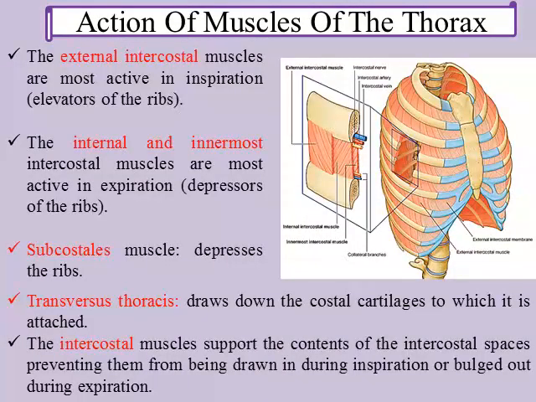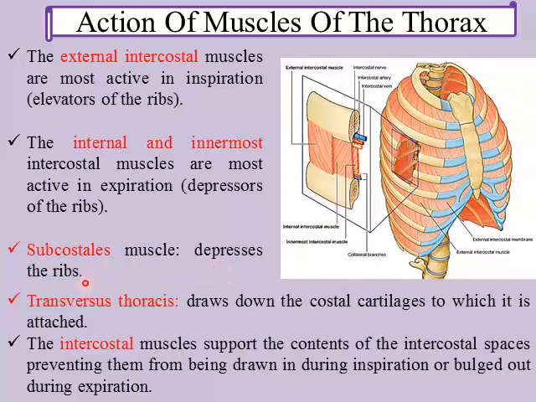Action of the muscles of the thorax. Almost we mentioned all of them. The external intercostal is the elevator of the rib due to its fiber direction, downward and forward. So they are elevators. The ribs elevate during inspiration. The internal and the innermost are in the opposite direction, so they depress the ribs. Depressing ribs is required in active expiration.